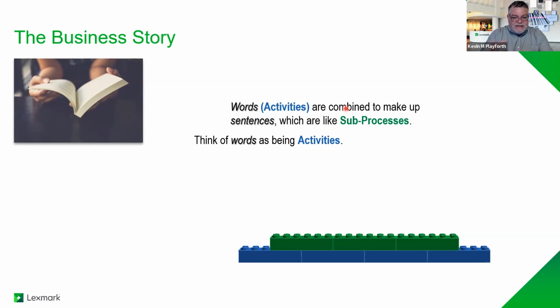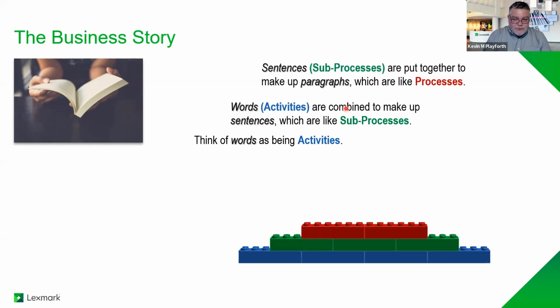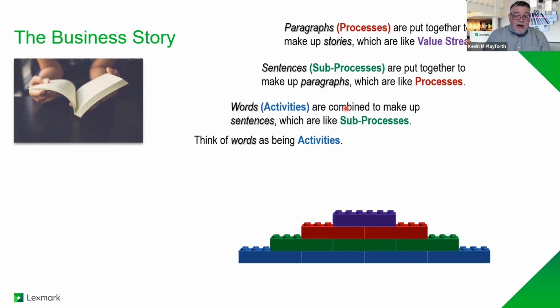We aggregate activities into sub-processes. Just like sentences are put together to make paragraphs, we put together sub-processes, and those build processes. And then at the top, you have all of these paragraphs put together to start making up stories. And that's kind of like our value streams. And so that gets into things like market to cash and order to procure to pay and things like that. So let's take a look at some of that and what it looks like inside Designer and what we're building.